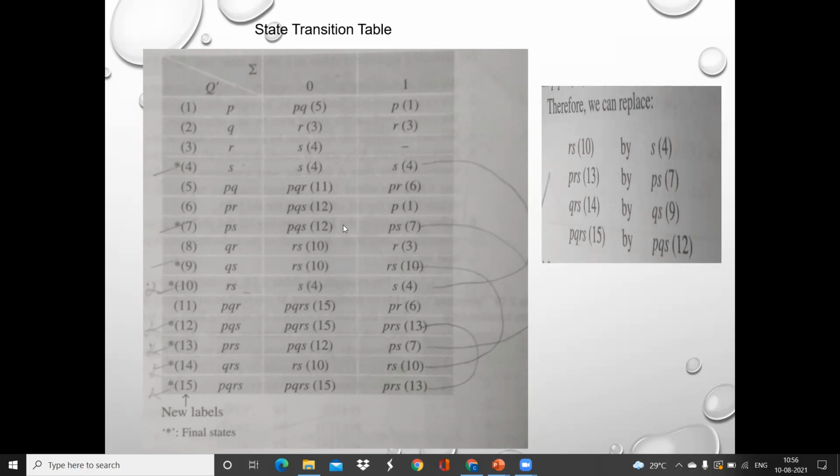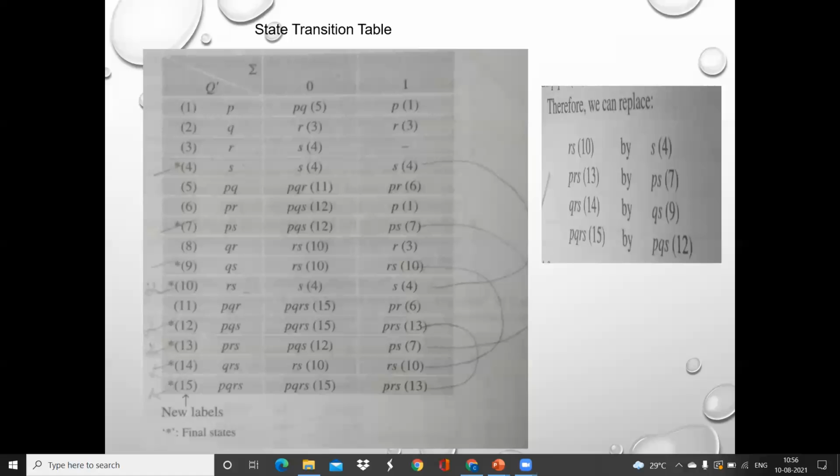To declare these two states as equivalent, their type should be the same. State number 7, that is PS, is a final state, and state number 13, which is PRS, is also a final state. So again, these two states are equivalent. Here also you can replace 7 by 13 or 13 by 7.